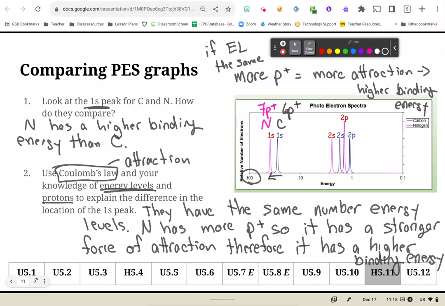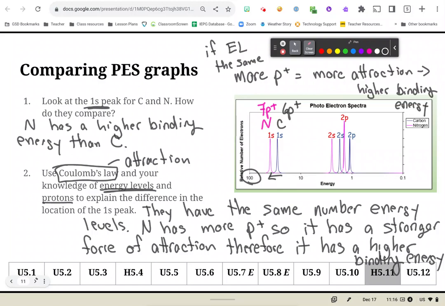It's nice because the binding energy and the force of attraction have a direct relationship. If there's a stronger force of attraction, always go back to magnets. Think about these like magnets. If the attraction between two magnets is really strong, you have to put a lot of energy into separating them. Same idea here. A strong force of attraction between the nucleus and the electrons means more energy is needed to overcome that and separate them away from each other.